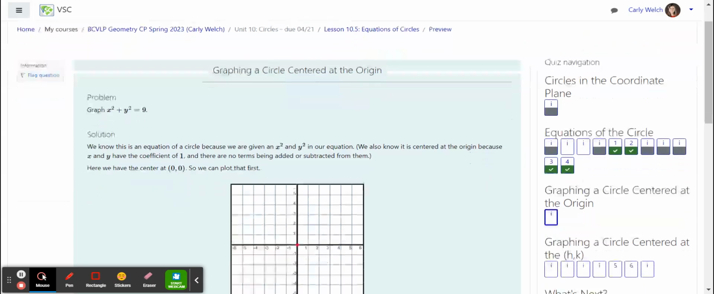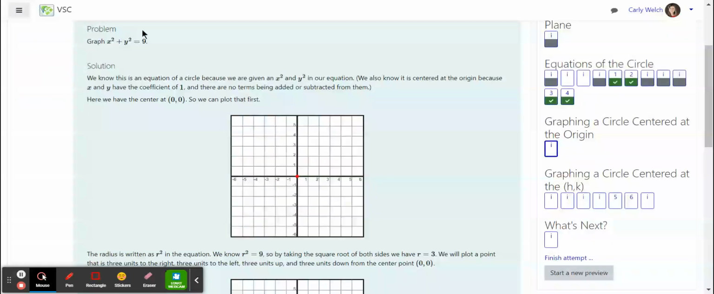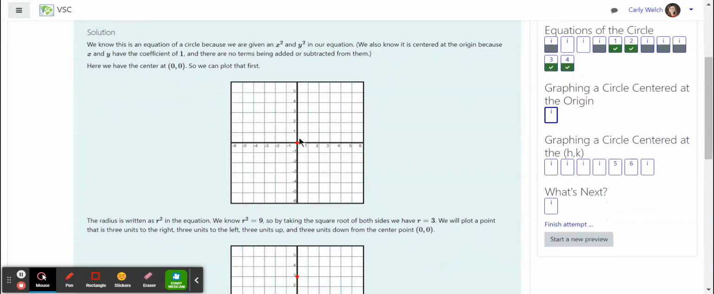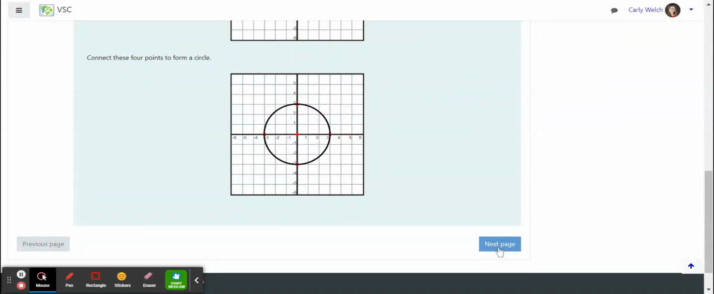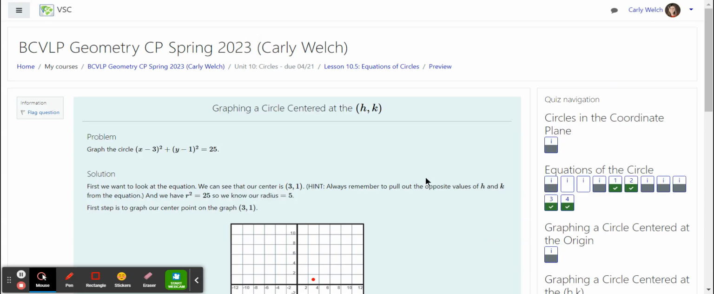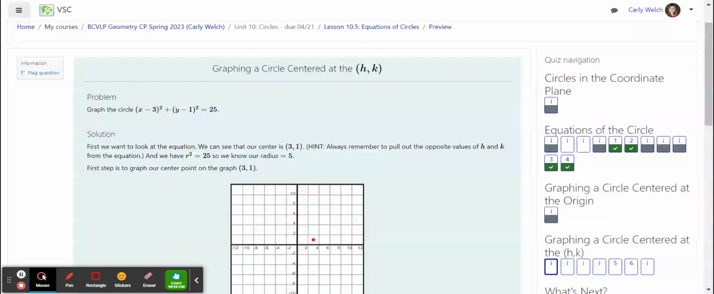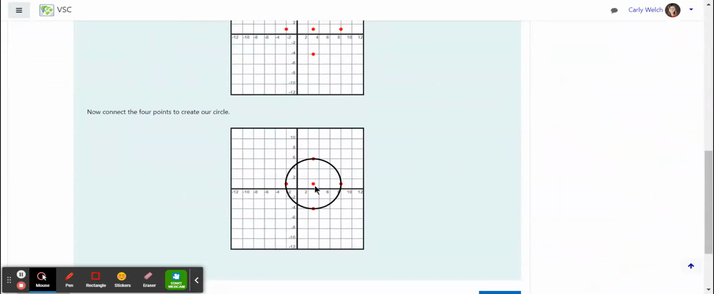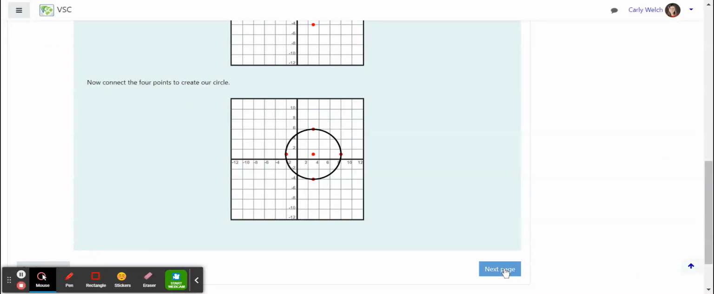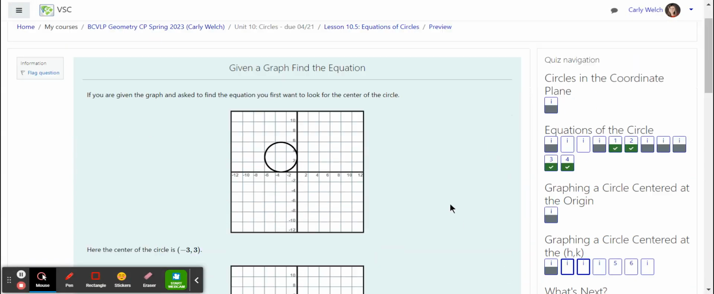So graphing a circle centered at the origin, since the r squared number is 9, then we know that the radius is 3. So you'd go out 3, plot a point, down 3, plot a point, up 3, plot a point, left 3, plot a point, and connect those points. And there's your circle. When the center of the circle is not at the origin, same process except from that point you'll go out from there.